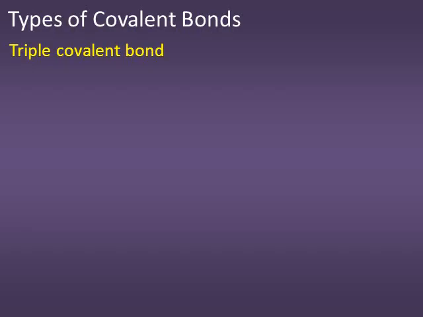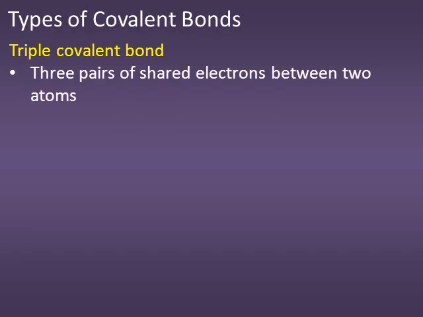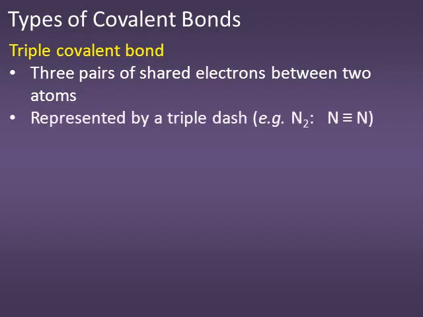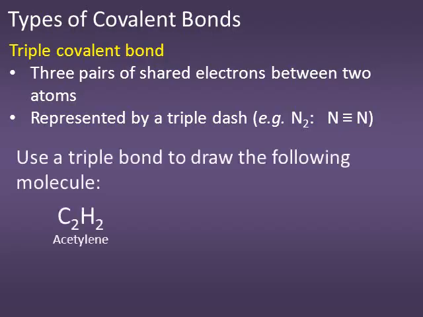And finally, the triple bond. This is when, of course, 3 pairs of electrons are shared between 2 atoms. This is a very strong bond represented by a triple dash, as in the case of dinitrogen gas, N2, with those triple bonds between the 2 atoms. Okay, so now take your turn at figuring out acetylene, C2H2, using the rules we've followed so far.